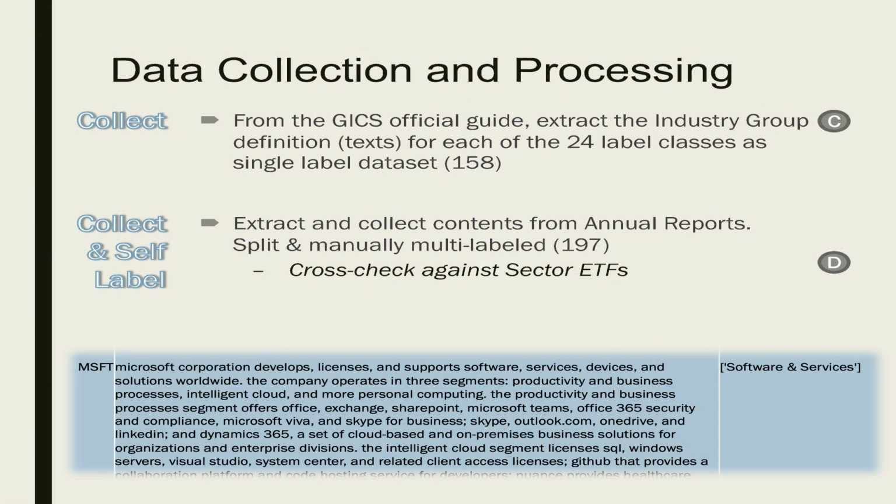Next, we also extracted the definitions from the GICS standard. Those are their documentations. We put that aside, and that's our another single label data set. That's our data set C. Finally, we extracted contents from various companies' annual reports. We go through them, manually label them, and provide multi-labels as well. That's our multi-label data set D. And at the bottom, as you can see, that's extracted from the Microsoft annual report, just to give an example of what it looks like.